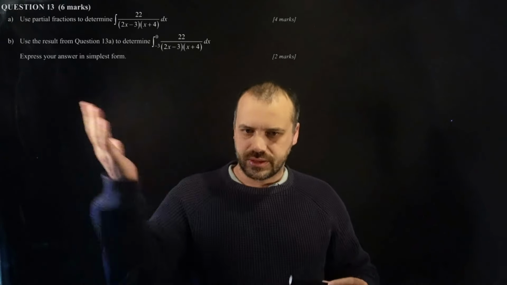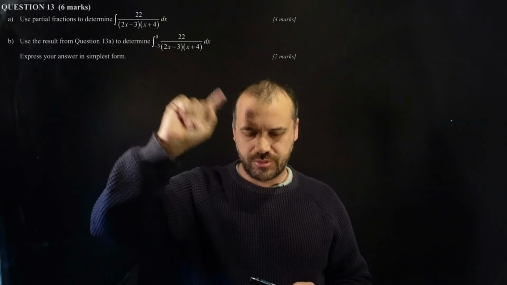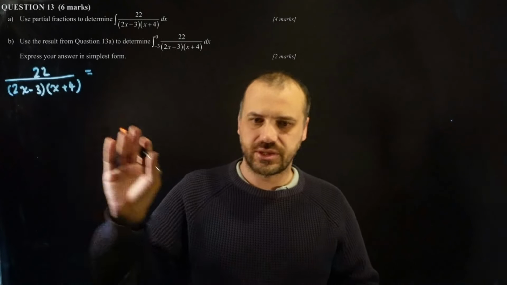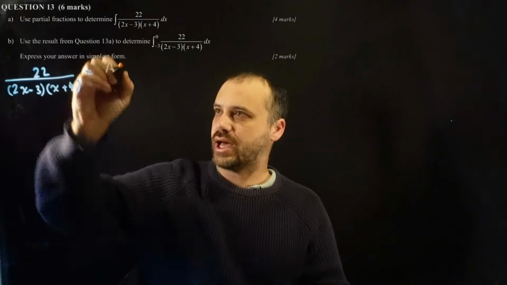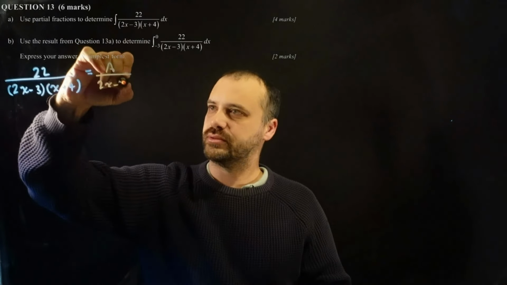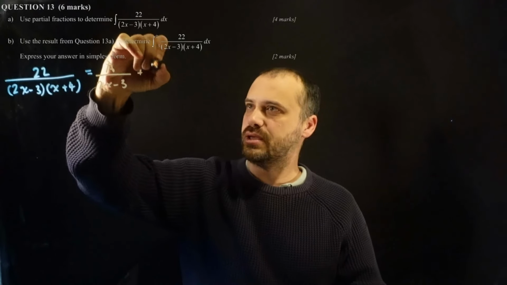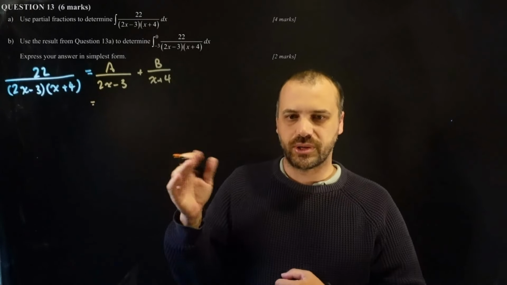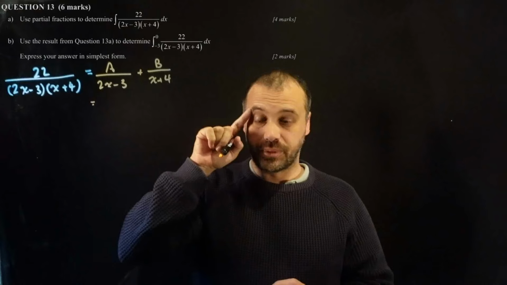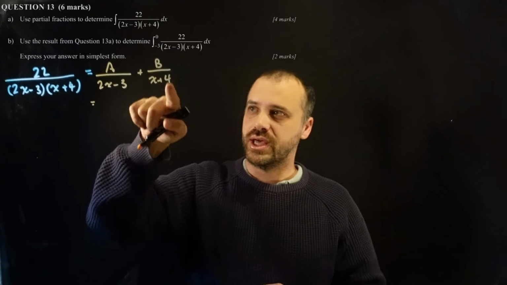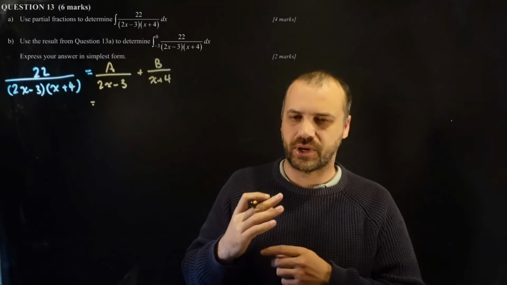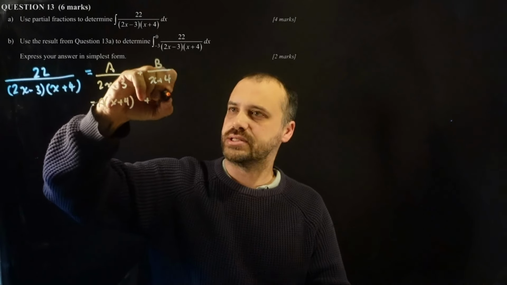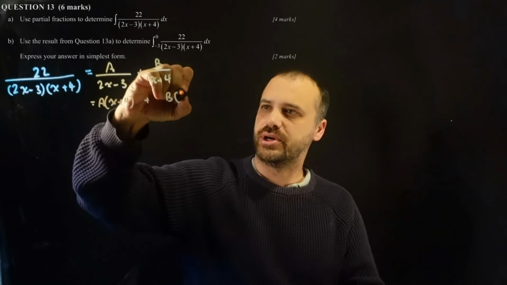Okay, next question. So here's our question, use partial fractions to determine this. Okay, let's dive straight into it. So we don't think about integration at all, we just consider the partial fraction for now, and that's going to be equal to a over 2x minus 3 plus b over x plus 4. Okay, and then we multiply both sides of our fraction by, in this case, x plus 4, and in this case, 2x minus 3. We end up with a times x plus 4 plus b times 2x minus 3.